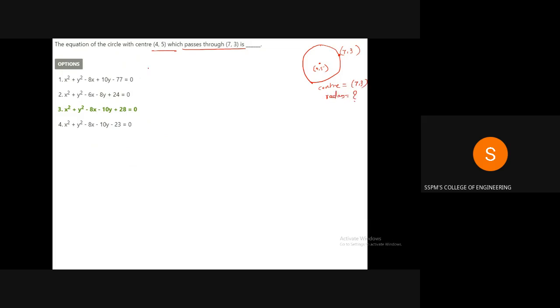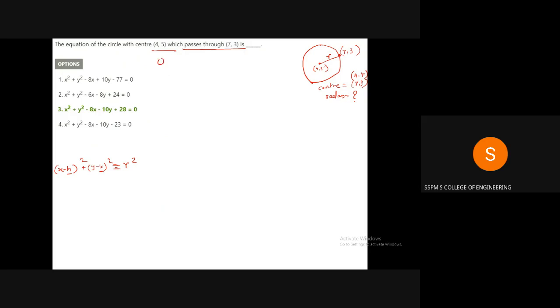Okay, we know the equation of a circle is x minus h bracket square plus y minus k bracket square is equal to r square. We already have h and k. We have to find the value of r. So how can we find the value of r? These 2 points are given. We know that the distance between them is r. So we will use the distance formula here.